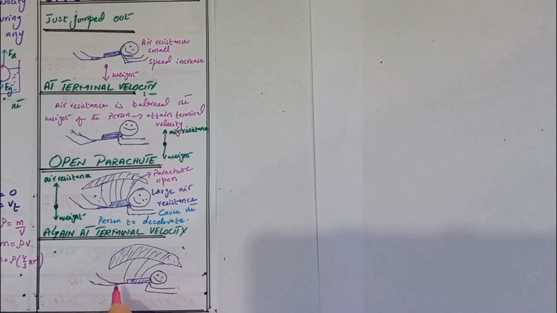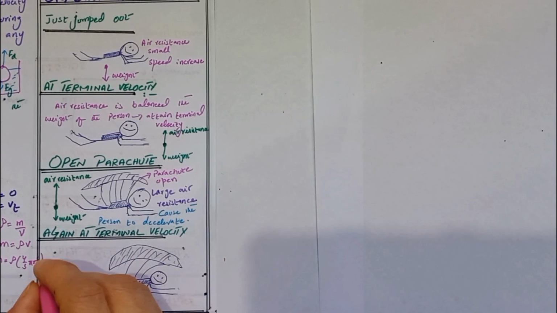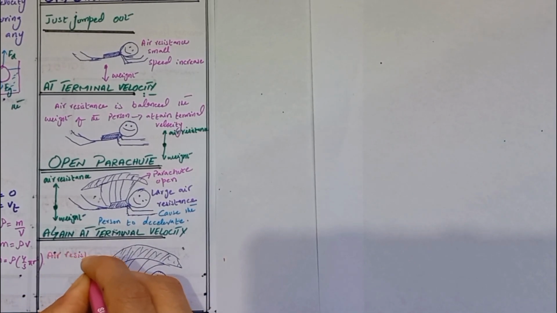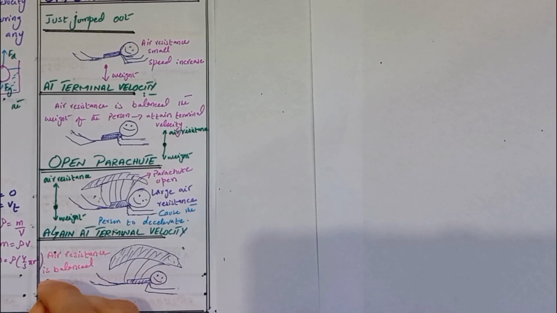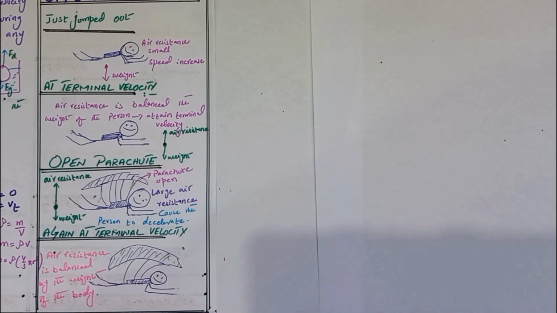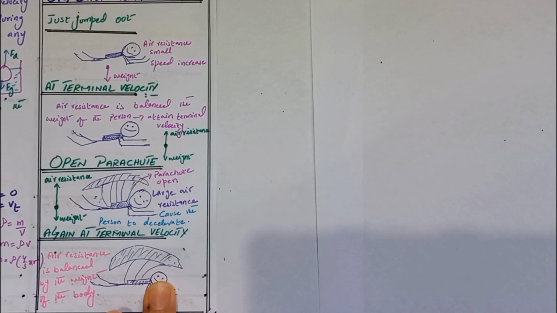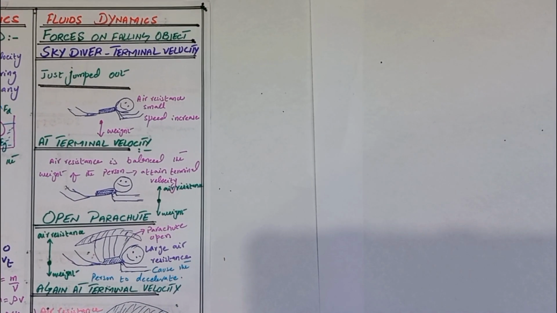In time they again attain the terminal velocity. Air resistance is balanced by the weight of the body. That is all about the skydiver example, how it attained the terminal velocity.